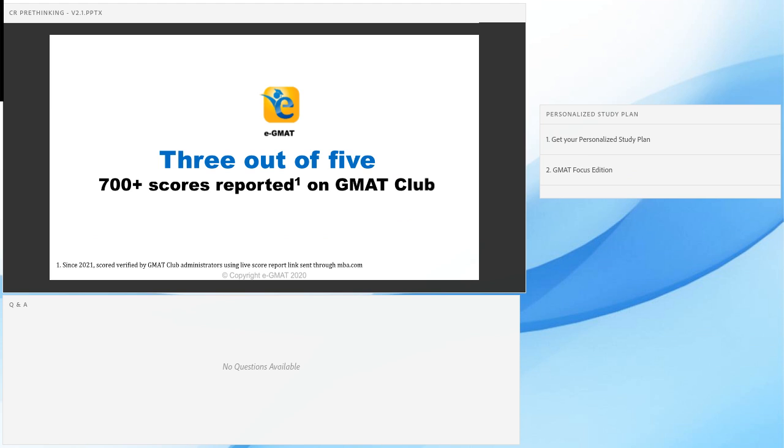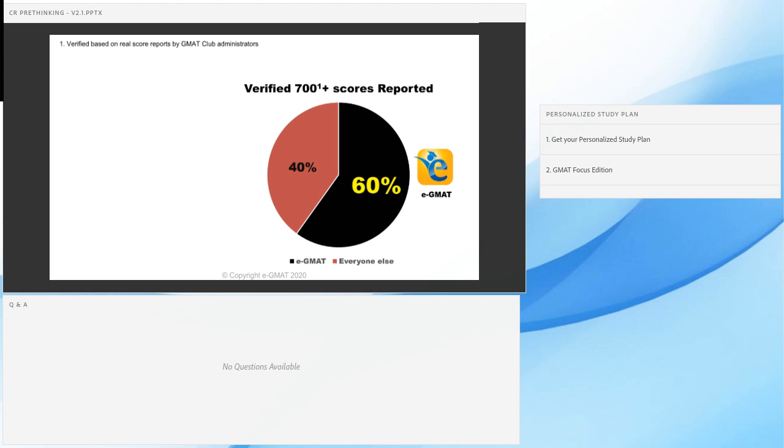Okay, and because of this personalization, it allows you to channelize your energy. And then because of the focus on stage one of learning, and then the personalized feedback, we've been able to deliver more 700 scores or higher than other folks have. So this was just based on stats on GMAT Club. Since 2021, e-GMAT has accounted for 60% of all 700 plus scores. Everyone else combined has accounted for about 40%.